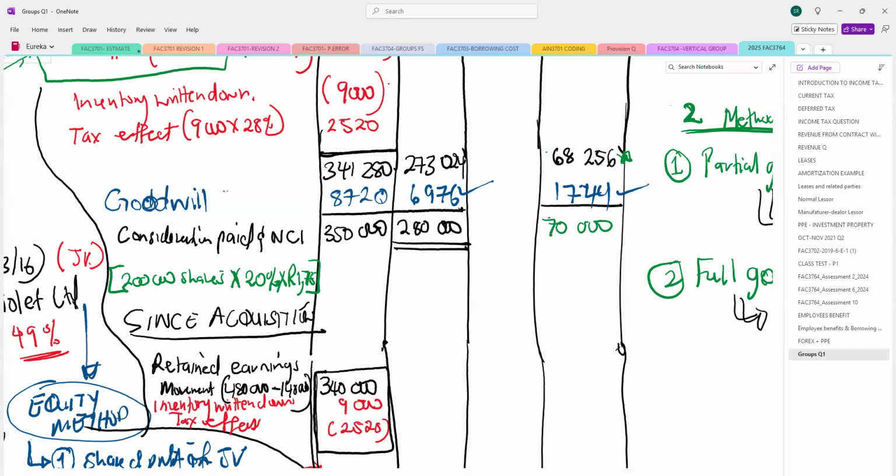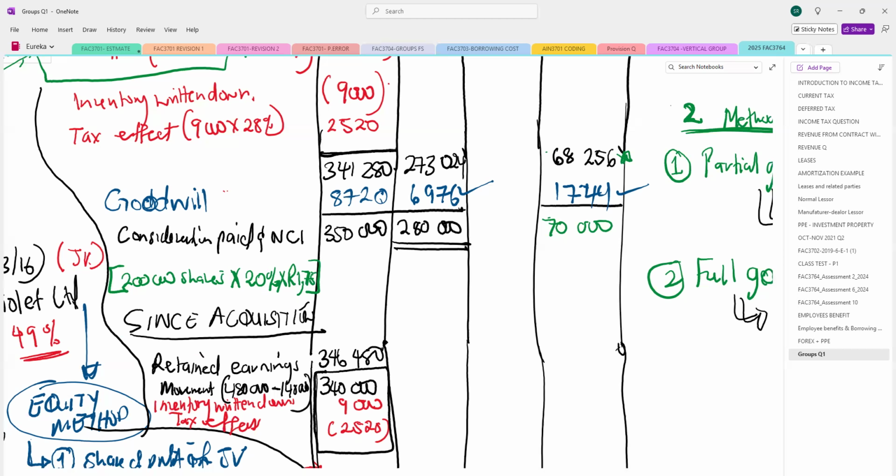All right. So I have 340,000 plus 9,000 minus 2,520. How much are we getting, guys? Please, let's be a little bit fast. How much are we getting? 346,480. Okay, perfect. Then we are going to now share this between the parent and the NCI.